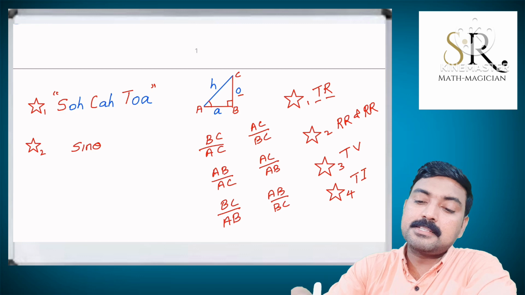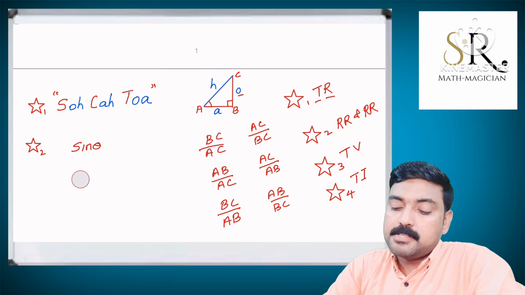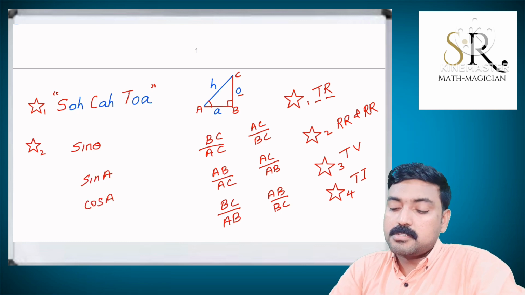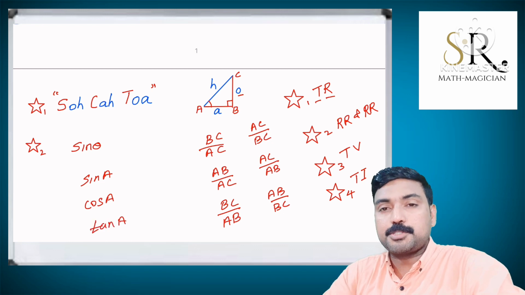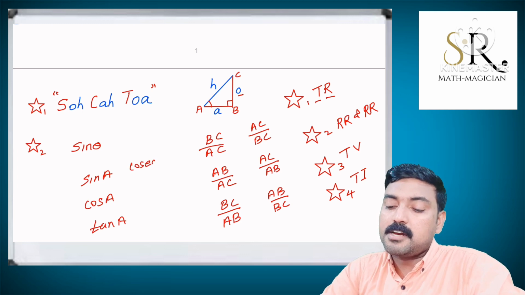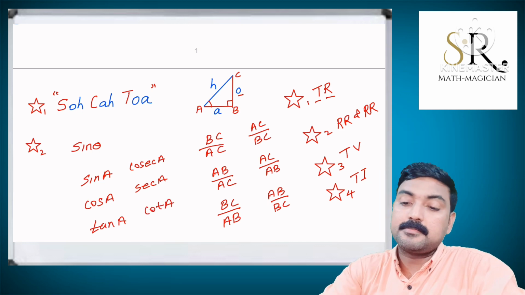So there are 6 trigonometric ratios. What are the 6 trigonometric ratios? One is sine, another one cos, another one tan. These are the primary trigonometric ratios. Then the reverse also we studied: cosec A, sec A, cot A.